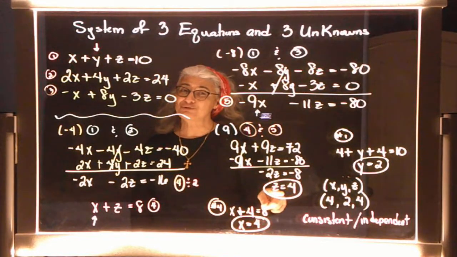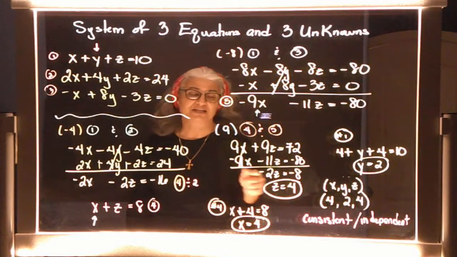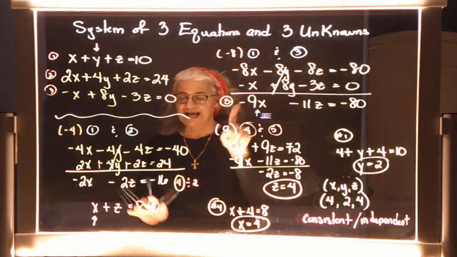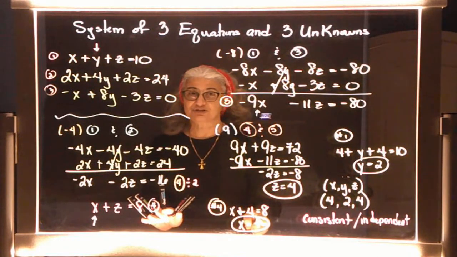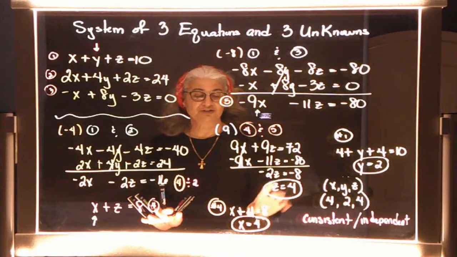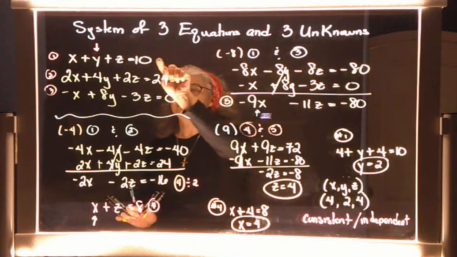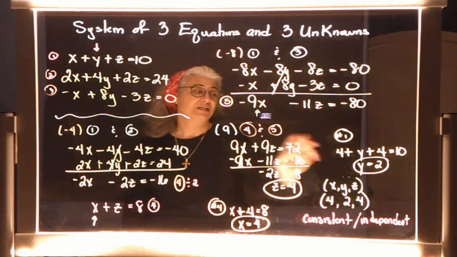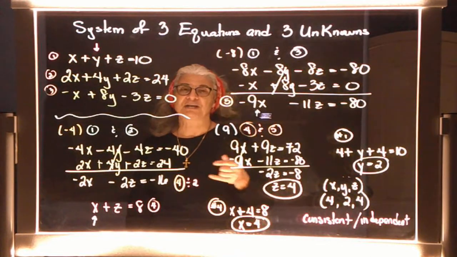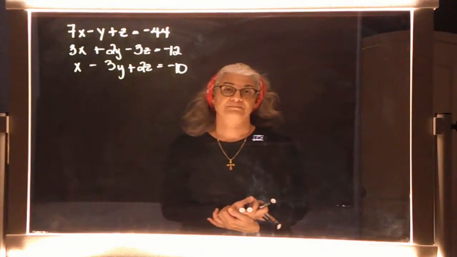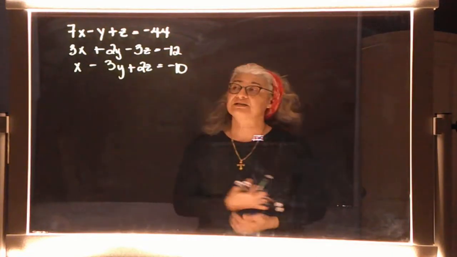Took this solution, and now I'm going to go backwards and plug it into one of these 2 equations, which gave me a second solution. And then I'm finally going to take these 2 answers and plug them back into one of the originals to get number 3. Does that make sense? Okay, hang in there.